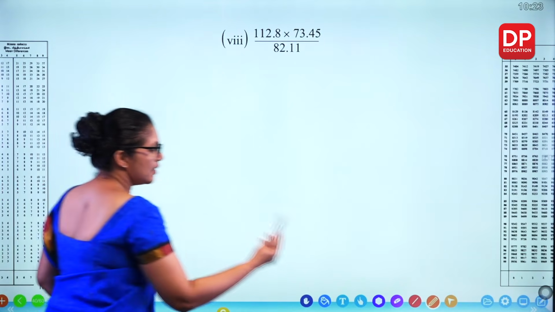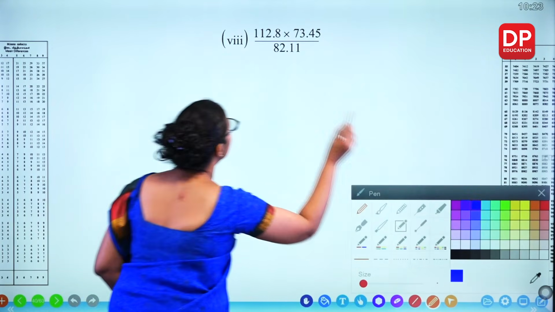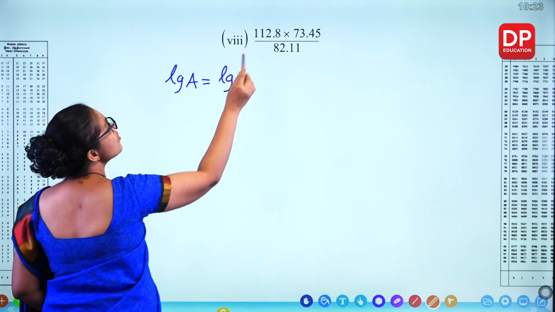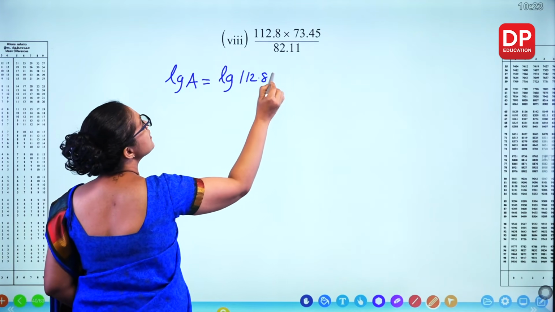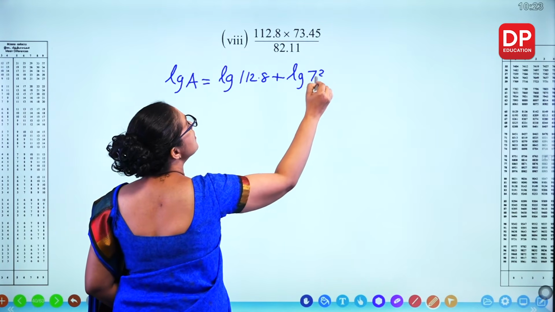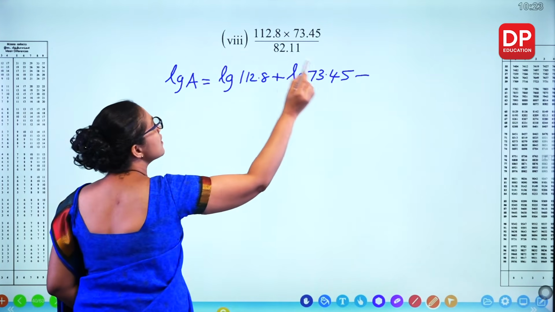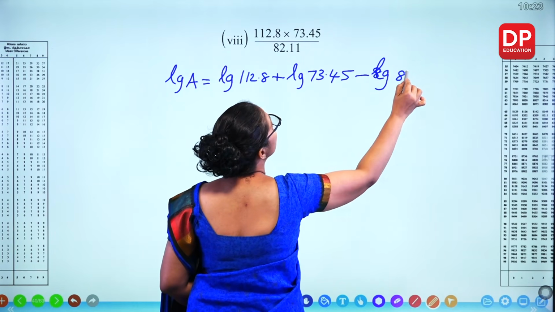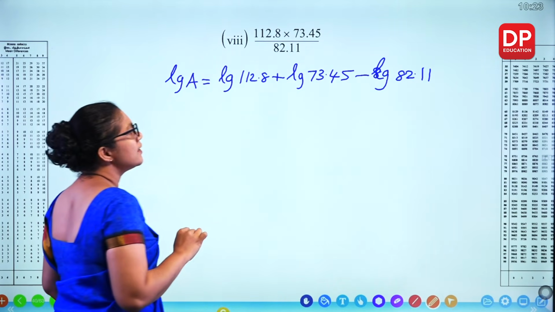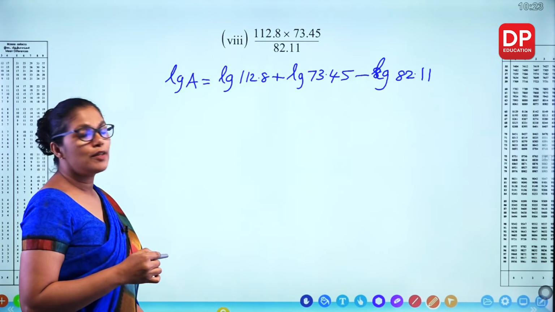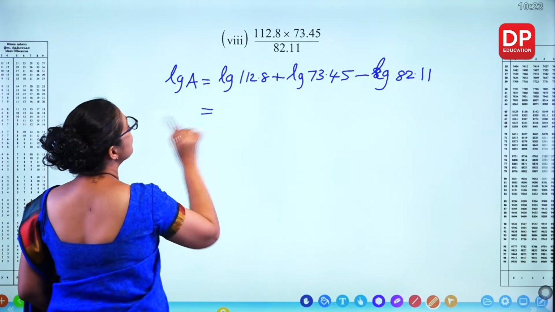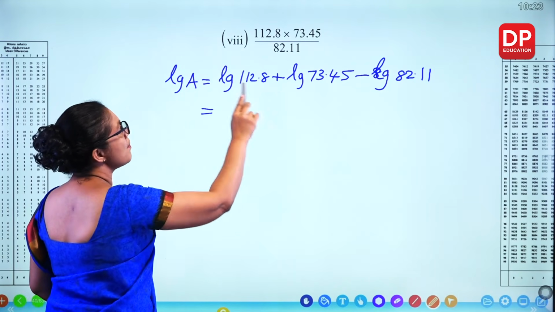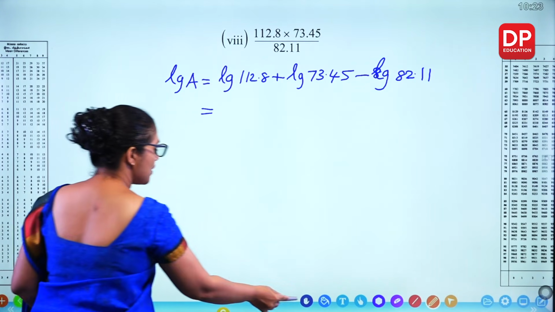Multiplication and division. Do the same thing. Log of A is the addition of the first two numbers, and subtract the division value. Subtract the value in the denominator. Now refer to the tables. This is the second table, and this is the first table. We'll refer to the first one.